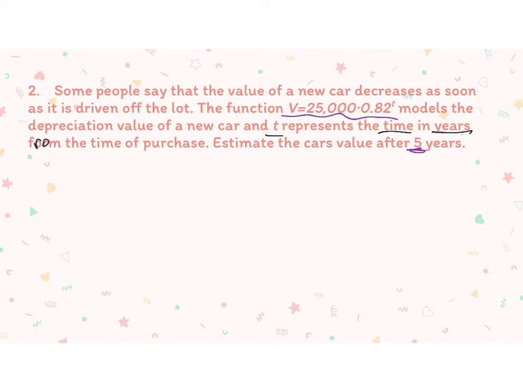So I'm again going to use the equation that I was given. Anytime you're given an equation, use the equation you have. There's no need to change it or write something new. I need to plug something in for T. I'm told that T is time in years, and I'm asked to find it after 5 years. So that means my T is going to equal 5. So here's what my equation looks like: V equals 25,000 times 0.82 raised to the 5th power.